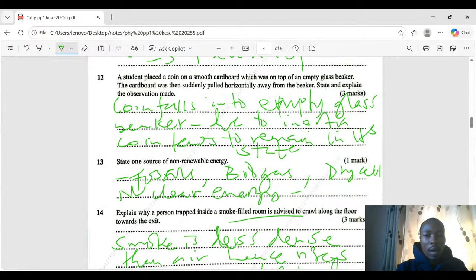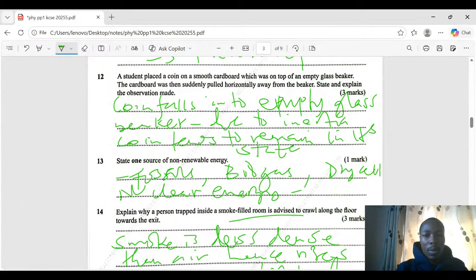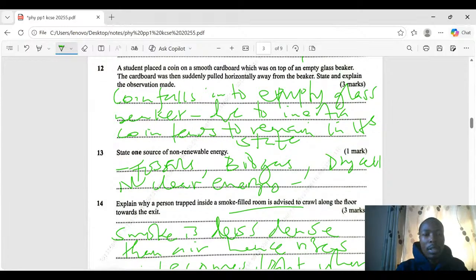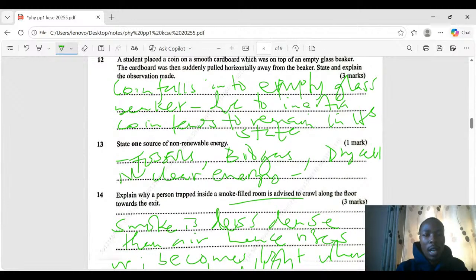A student placed a coin on a smooth cardboard which is on top of an empty glass beaker. The cardboard was then suddenly pulled horizontally away from the beaker. State and explain the observation made. Of course, the coin will fall into the empty glass beaker. The reason is because of inertia, which makes the coin tend to remain in its state of motion.